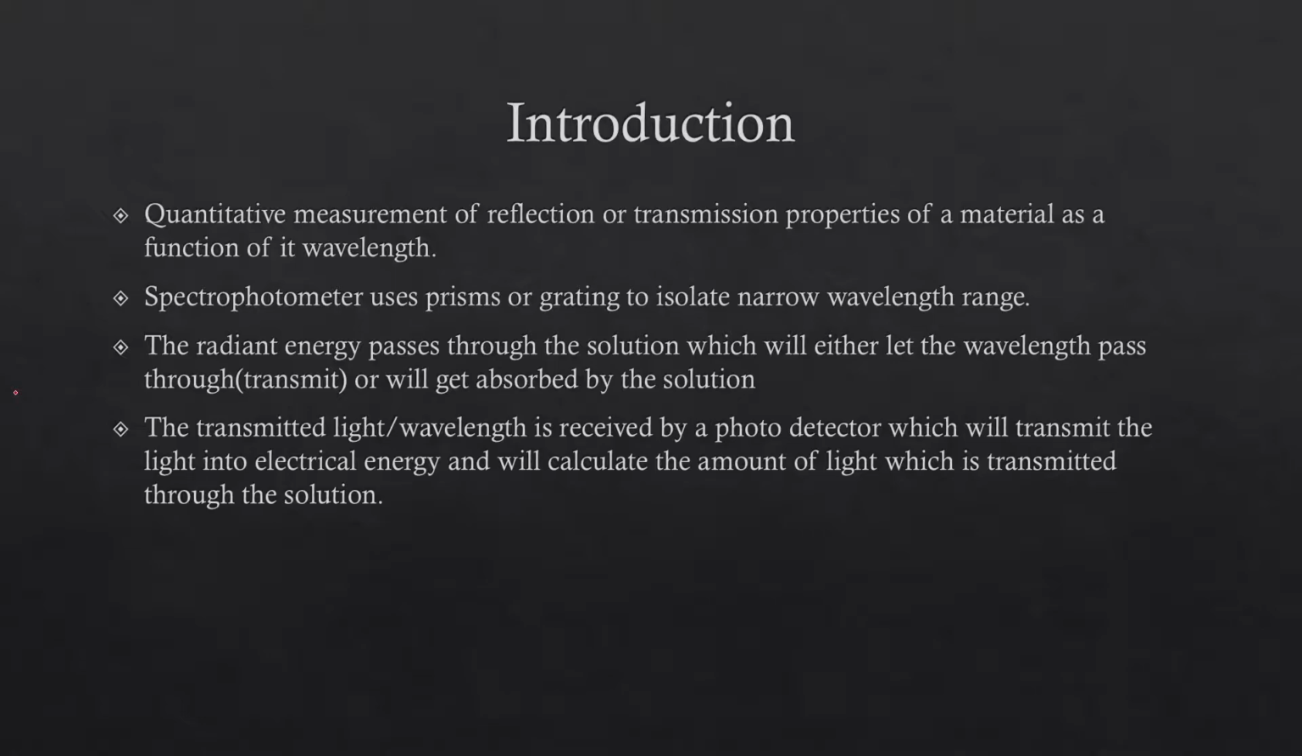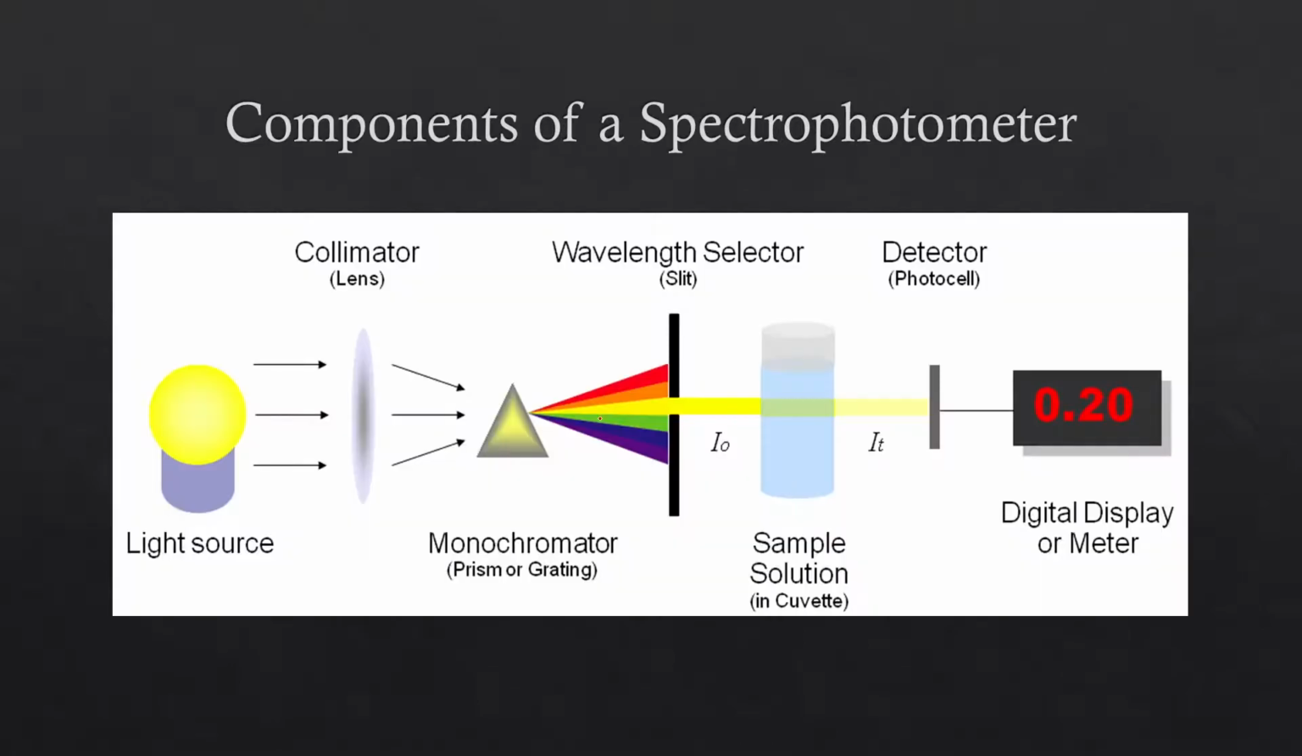which will either let the wavelength pass through the solution, that is, transmit through the solution, or will get absorbed by the solution. The transmitted light or the wavelength is received by a photodetector, which will transmit the light into electrical energy and will calculate the amount of light which is transmitted through the solution.